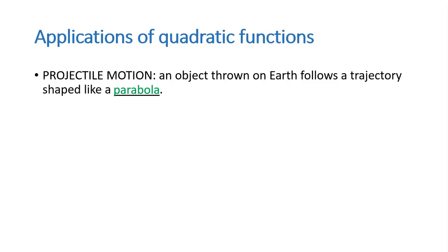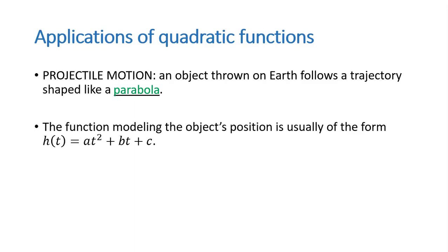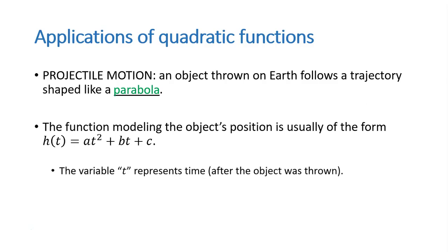So that means anytime we want to model something being projected, something being thrown, or something being launched from the surface of the Earth, we can model it using a quadratic function. The function modeling the object's position is usually of the form h of t is equal to a times t squared plus b times t plus c. You'll notice this is quadratic, but with a new variable. The variable t represents time, in other words, the time after the object was thrown.